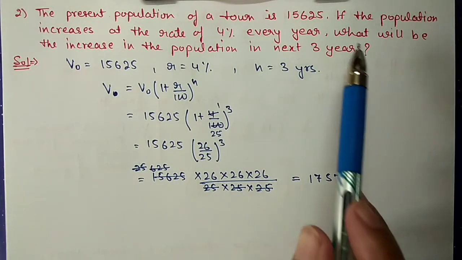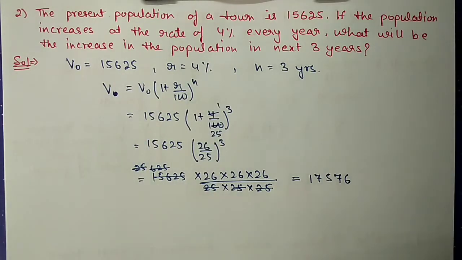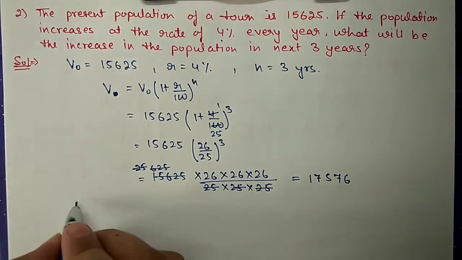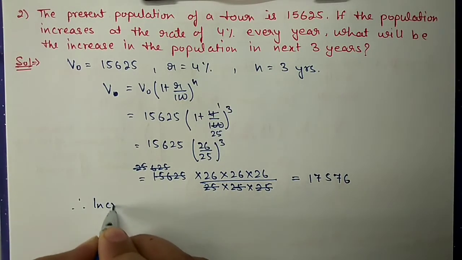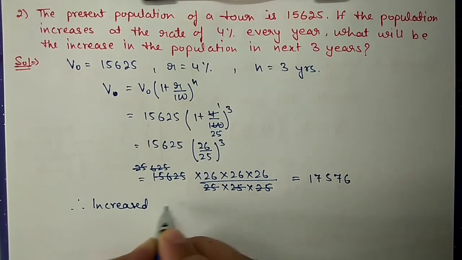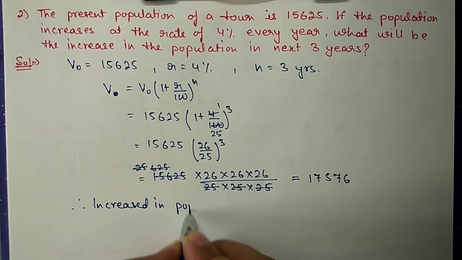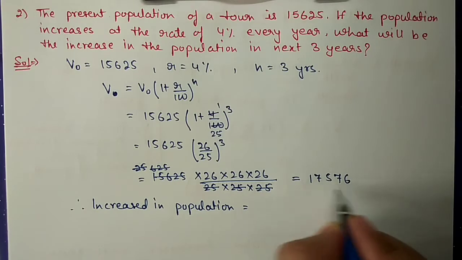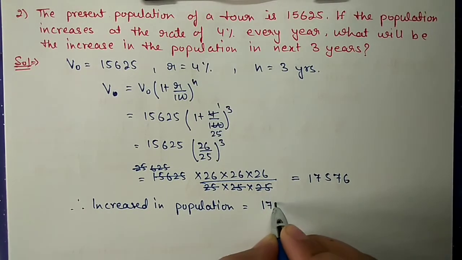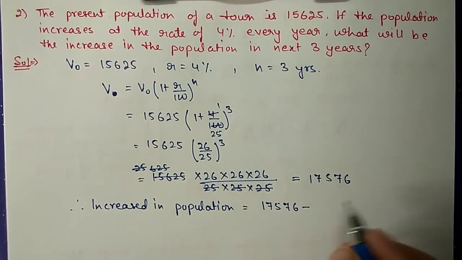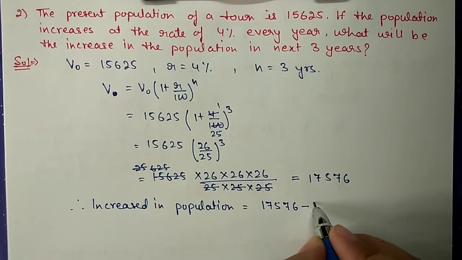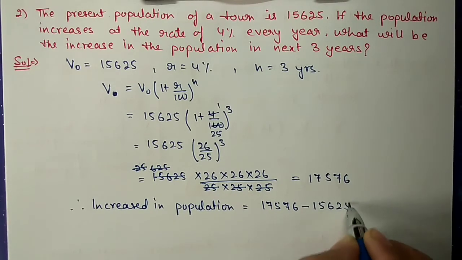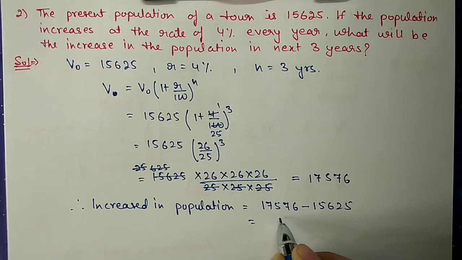But in the question they ask what will be the increase in the population, which means we have to find out how much it has increased. Therefore, the increase in population is equal to the population after 3 years minus the initial population, 15,625, and after subtraction we will get 1951.